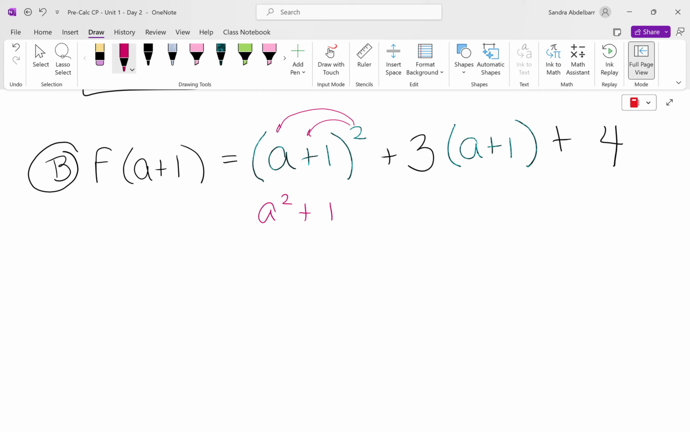The only time you're allowed to distribute in the exponent is if there's a monomial in the parentheses, meaning there's no plus or minus signs. If this was just 3a, then you could distribute in that parentheses. But the minute you put a plus or minus sign, you are not allowed to distribute in that exponent. So if we're not allowed to distribute in that exponent, what do I do with this?